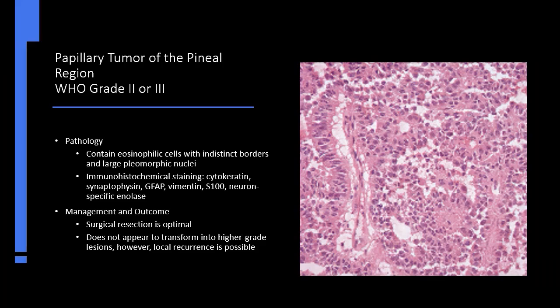These tumors contain eosinophilic cells with indistinct borders and large pleomorphic nuclei without necrosis or vascular proliferation. They derive their name from their pathological appearance, consisting of papillary features, rosettes, and pseudorosettes. Tumor cells are positive for cytokeratin and synaptophysin, and also stained for GFAP, vimentin, S100, and neuron-specific enolase.